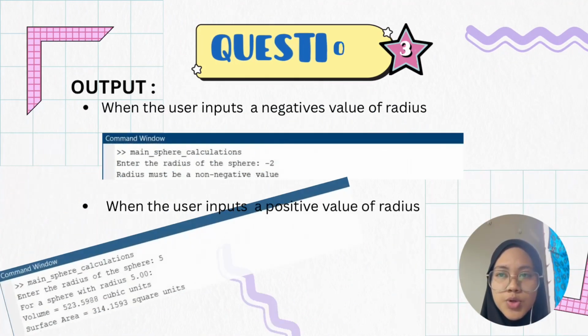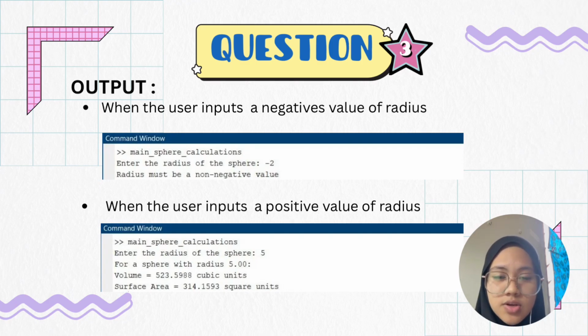So for the output, when the user inputs a negative value of the radius, the output that comes out on the command window will be the radius must be a non-negative value, and there is no answer for the volume and the surface area. Next, when the user inputs a positive value of radius, the output that comes out on the command window is for a sphere with the radius that was entered, and the volume and the surface area will be produced.